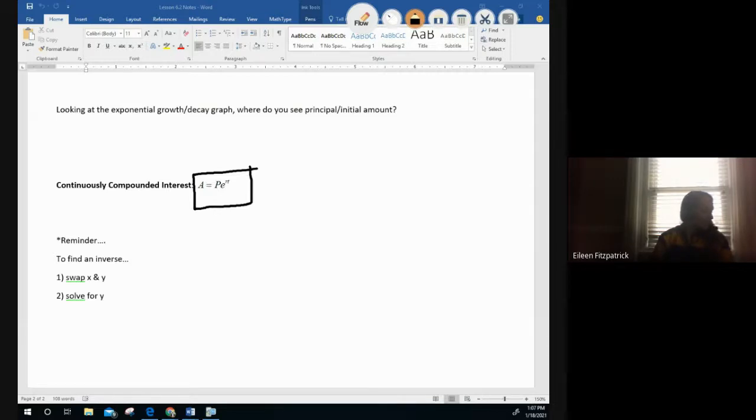Okay. And then just a quick reminder, which might help you with some homework problems: to find an inverse, remember, you swap the x and the y and then solve for y. We did that in the last chapter. So that's just a quick reminder before you work on some book problems.